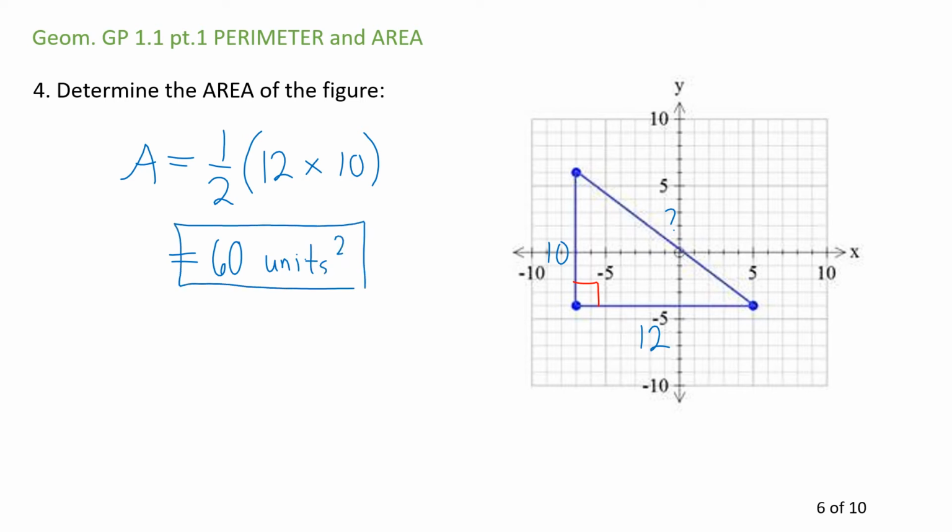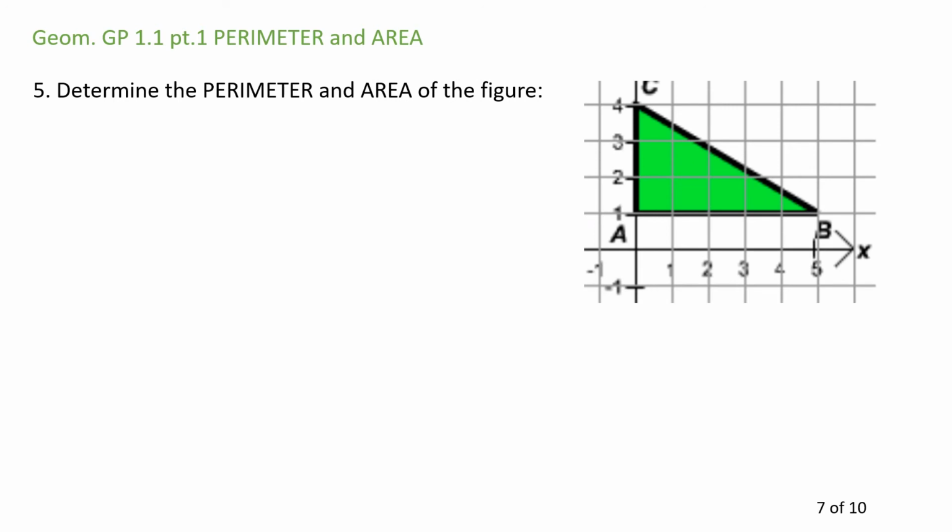By the way, why is it 1/2? Well, if you look at this figure, if you actually complete the box, the area of this box is 10 by 12. That's 120. But this triangle is actually half of that, and that's true for every triangle. Regardless of what it looks like, it's easiest to see on a right triangle, but it's true for every triangle.